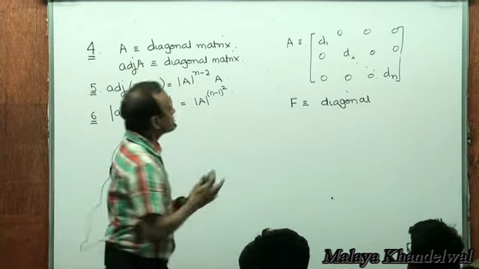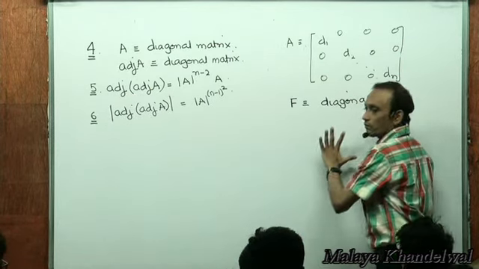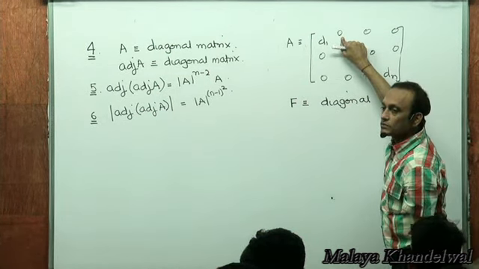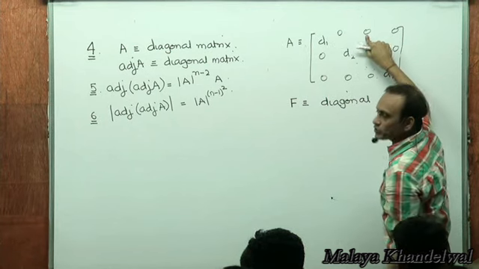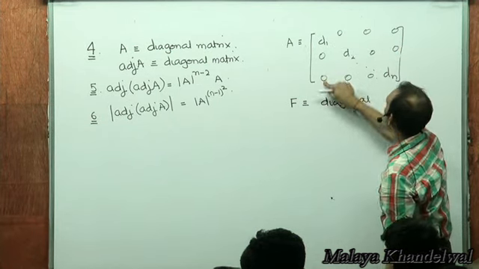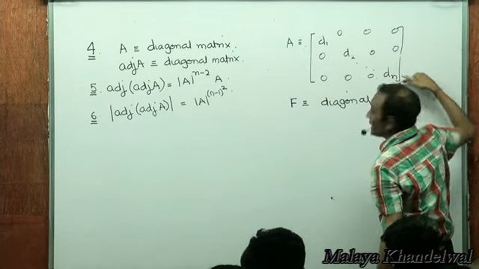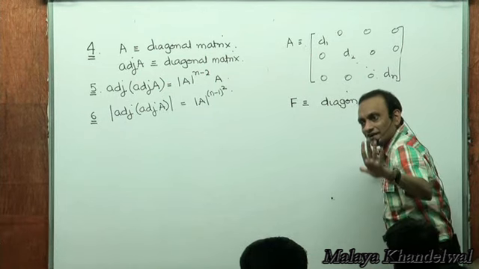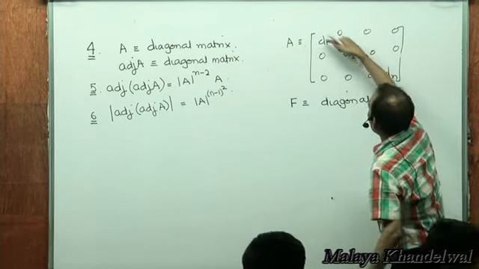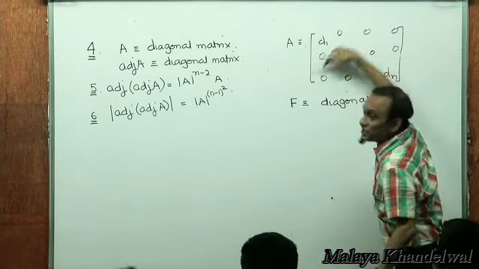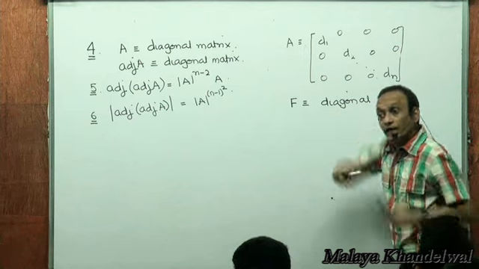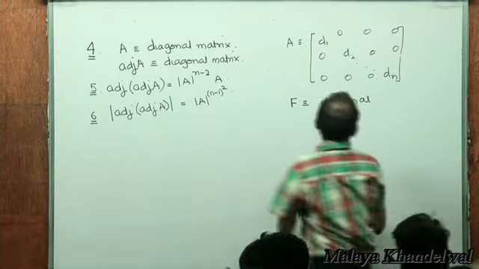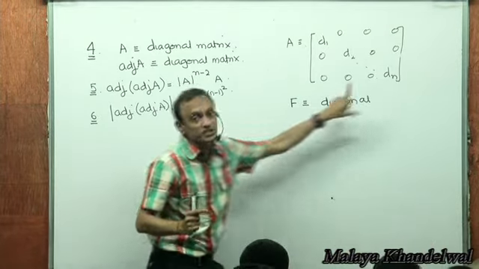I'm saying, if A is a diagonal matrix, what will be the cofactor of this element? Because it will get multiplied, it is 0. So except for the diagonal elements, the cofactor of all other elements will be 0. That means the matrix of cofactors will have, except for the diagonal, all other entries equal to 0. So the matrix of cofactors, F, is a diagonal matrix, right?